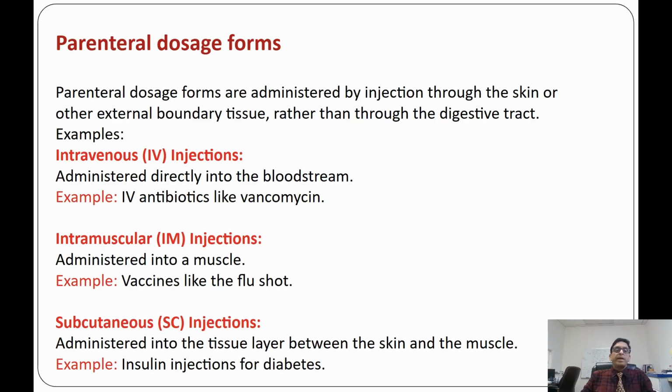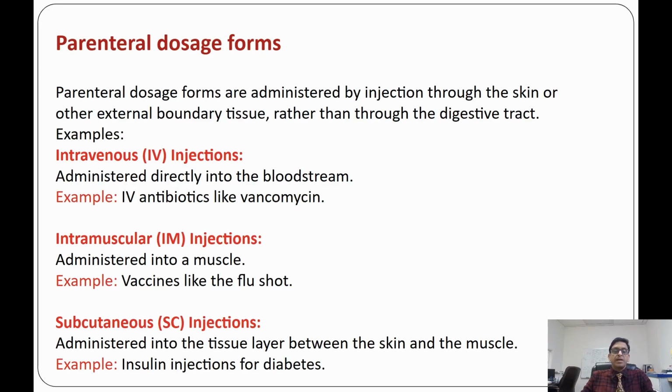Example, we have intravenous injection where the drug is directly injected through the intravenous route into the bloodstream. For example, IV antibiotics like vancomycin can be administered intravenously for the systemic effect of the antibiotic. Intramuscular injections are administered to the muscles, and through this delivery system mostly we can make sustained or delayed prolonged delivery systems, like the vaccines such as flu shots.